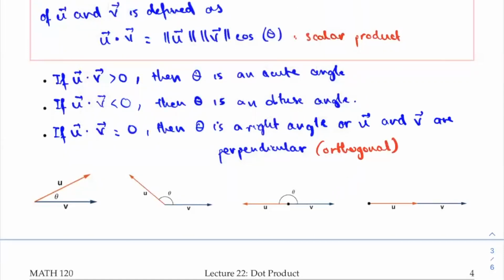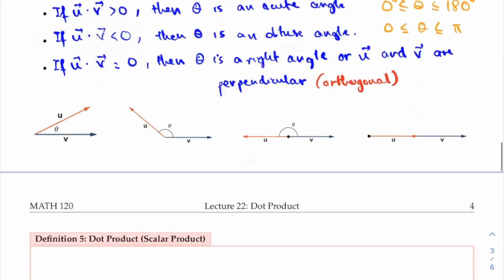So these are the three special cases for the angle between two vectors, depending on the value of the dot product. When the dot product is positive, the angle is acute. When it is less than 0, the angle theta is obtuse. When it is equal to 0, the angle is 90 degrees, or u and v are perpendicular to one another. In these calculations, the angle between two vectors is only considered between 0 and 180 degrees, or in radians, between 0 and pi. I just want to be clear on that.